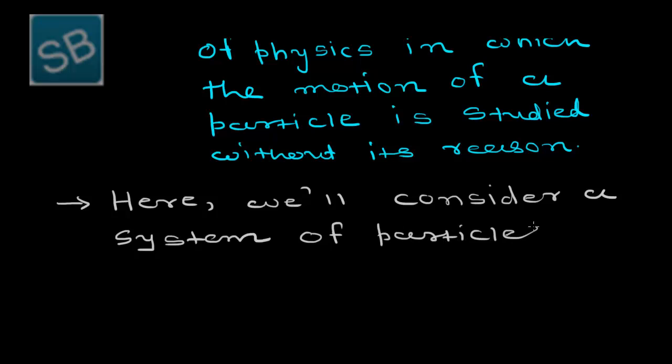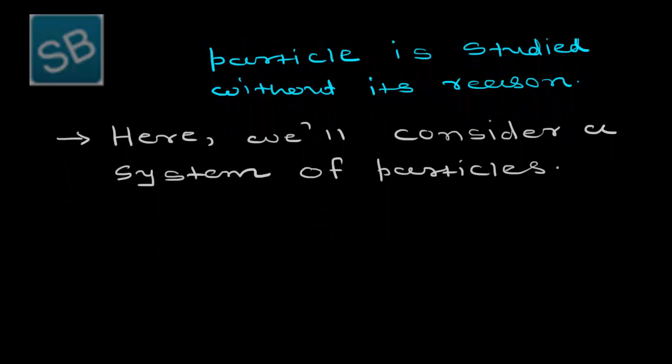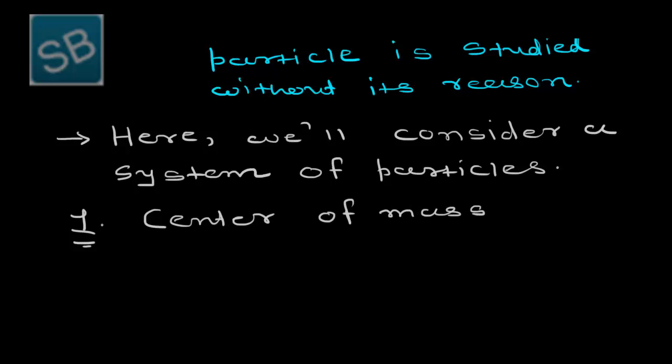So what is the advantage of studying a system of particles instead of studying a single particle's motion? In this system of particles, we can have information about many particles by attending a single theory. So, in this chapter, which topics are we going to discuss? The first topic is the center of mass. What is the center of mass? That will be clear in this lecture.